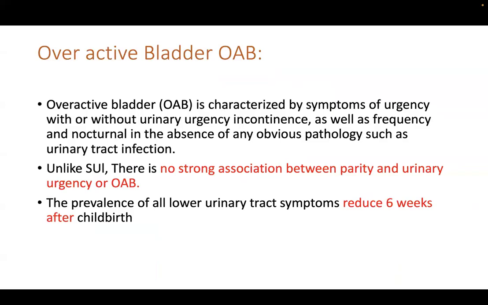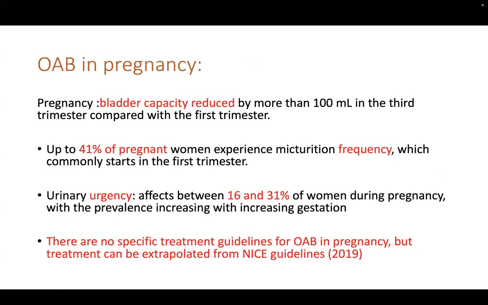So now, OAB with pregnancy. We have already seen that pregnancy has an effect on stress urinary incontinence. However, there is no strong association between OAB and urinary urgency, or OAB with parity or pregnancy. And the prevalence of lower urinary tract symptoms reduces 6 weeks after childbirth. 41% of patients may have OAB-like symptoms during the first trimester of pregnancy, and 16 to 31% may have urgency during pregnancy.